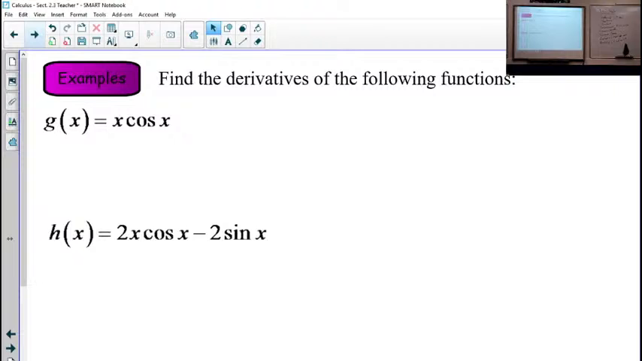Find the derivatives of the following functions. G of x equals x times cosine of x. So we have two different functions multiplied together. We would not have a rule for this without the product rule. So we have x, and we have cosine of x. Those are our two functions we're multiplying together.